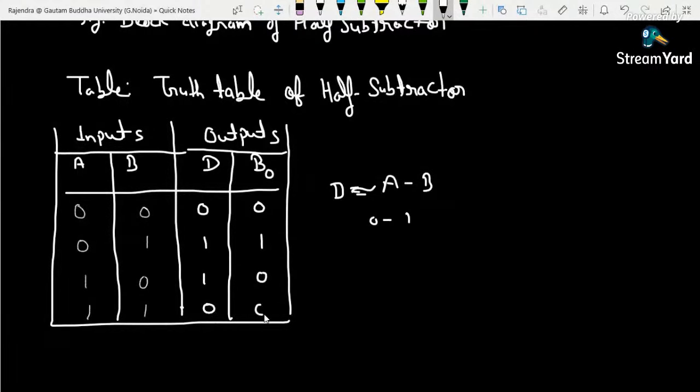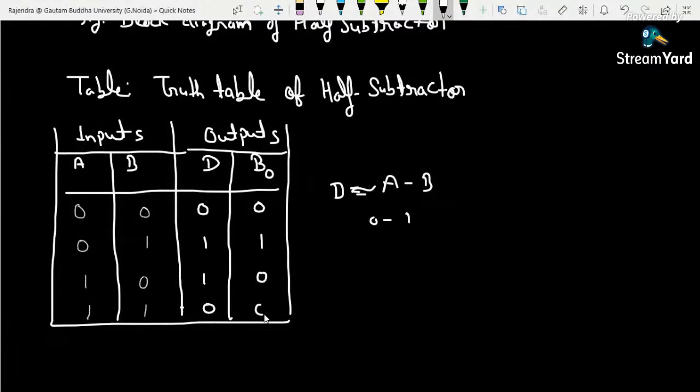Similarly, if you see the borrow output column, here the output borrow is equal to B not, and here the output is 1, so that means the corresponding product term will be A bar B. So this will be B not. So this is the second output. The Boolean expression will be A bar B.